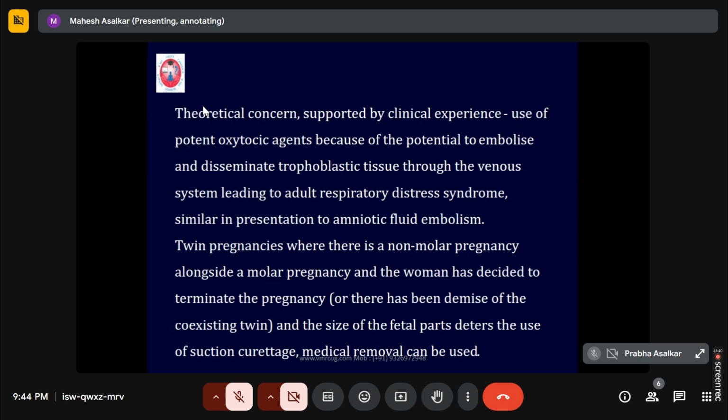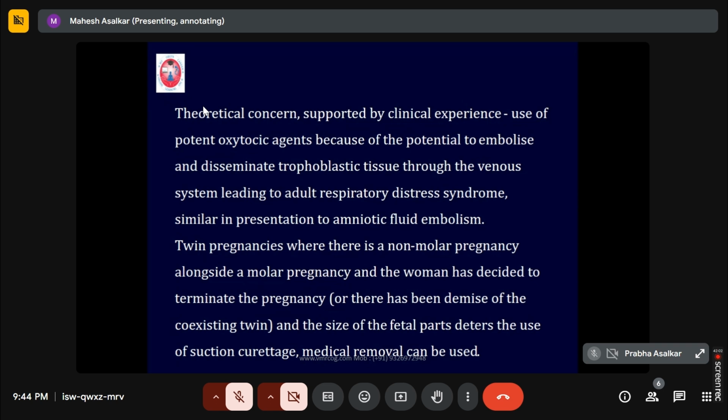Then twin pregnancies where there is a non-molar pregnancy alongside a molar pregnancy, and the woman has decided to terminate the pregnancy, or there has been a demise of the coexisting twin and the size of the fetal parts deters the use of suction curettage, medical removal can be used. These are the indications for medical methods of termination.